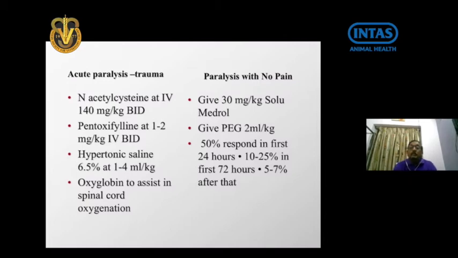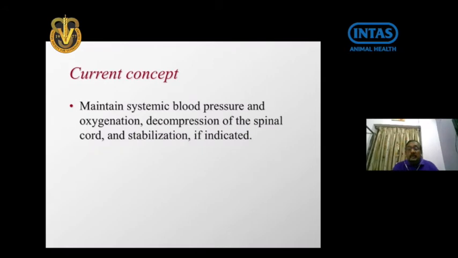Okay. Paralysis with no pain, give Solu-Medrol, give PEG, okay. Now, the best thing is if you're going to combine Solu-Medrol with PEG, the results are seen: 50% respond in the first 24 hours. So you can change your protocol for now. So the current concept: maintaining blood pressure, oxygenation, decompression, stabilization.